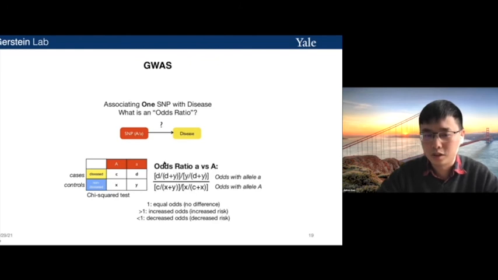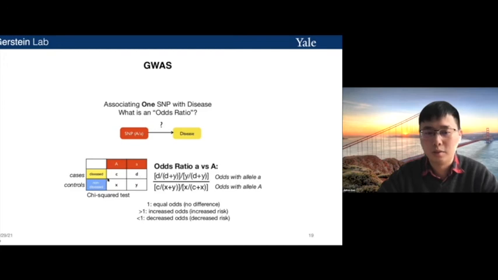Basically, this odds ratio indicates the effect or the odds for the alternative allele, this small a. If the odds ratio is equal to 1, that means these two different alleles have equal odds for this disease. If it is larger than 1, then if you have this small a, you have an increased odds or increased risk of getting this disease. And if it is smaller than 1, that means this small a decreases the risk of getting the disease.